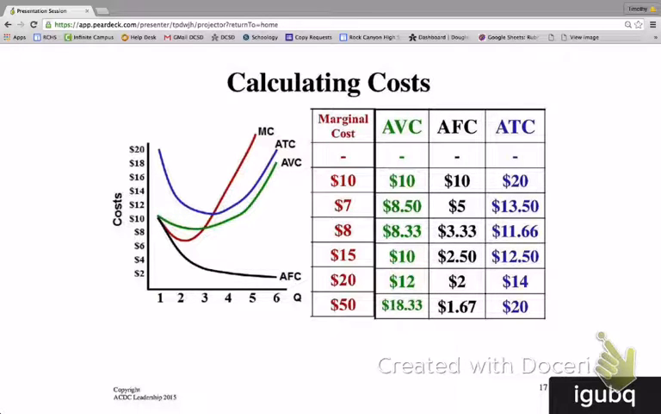Why? Because before that point, marginal cost, the increasing returns effect, is pulling the average variable cost down. But then after that, it's pulling it up. The same thing with average total cost. When marginal cost is below average total cost, it's pulling the average down, but when it's above average total cost, it's pulling the average up. So the marginal cost curve intersects the average variable cost curve and the average total cost curve at their respective minimum points.